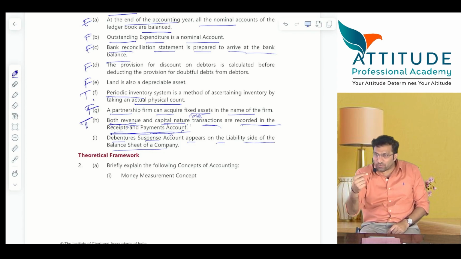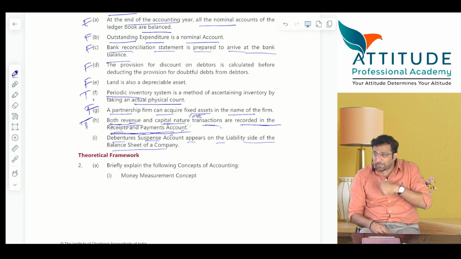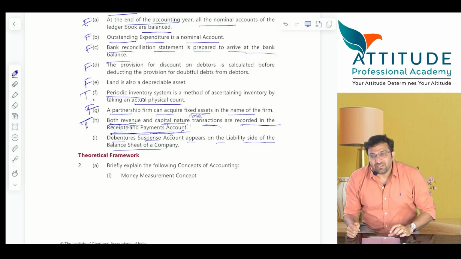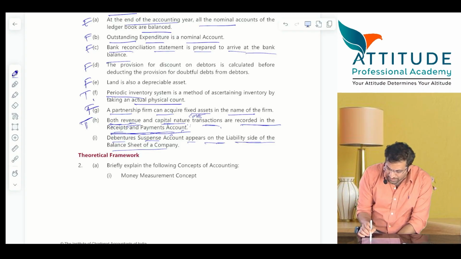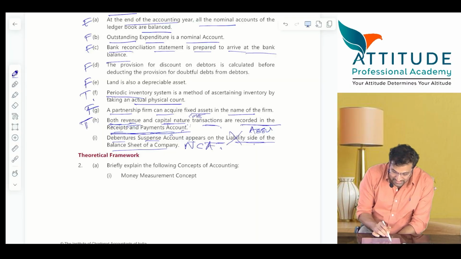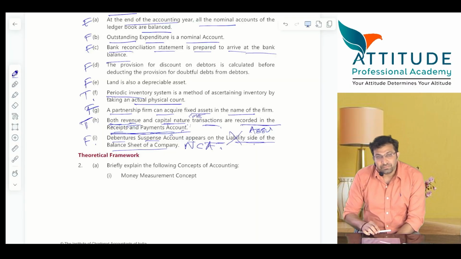Now you have taken a bank loan from me of 500 crores. Only when you repay, this entry will get what? Reversed. Understood? So now tell me, what is this? Debenture suspense account appears on the liability side, false. Not on the liability side. Which side? Asset side of the balance sheet, and that too under the head non-current assets. This is also false. Understood?